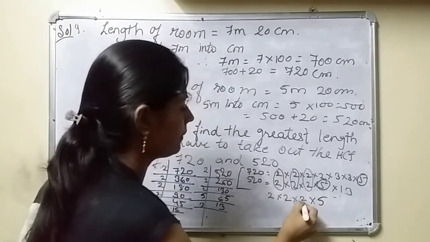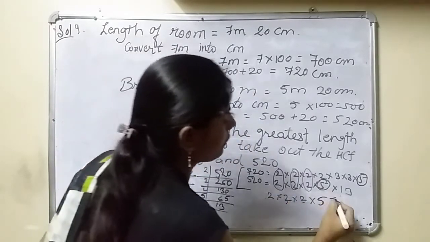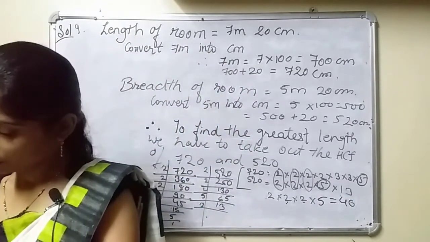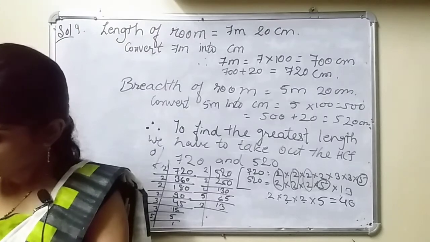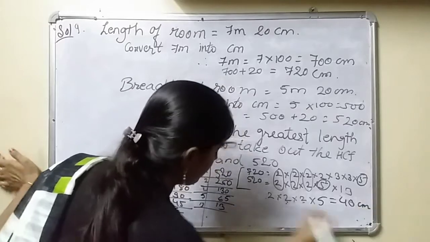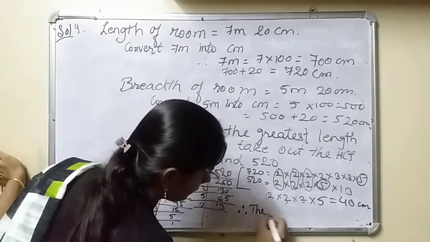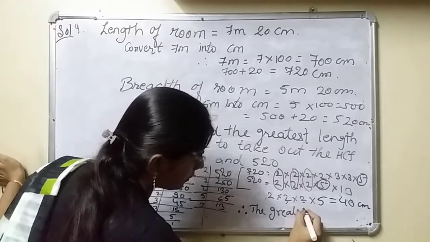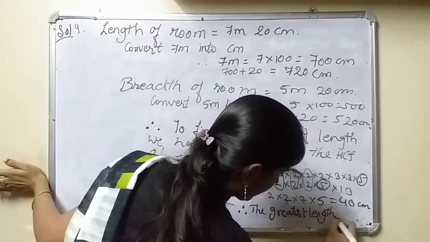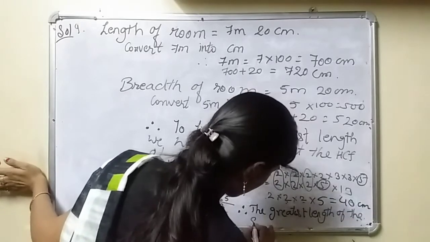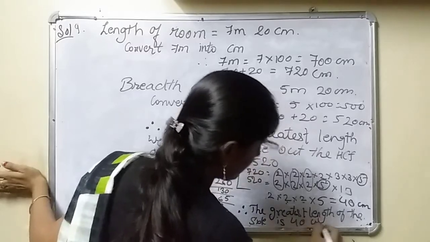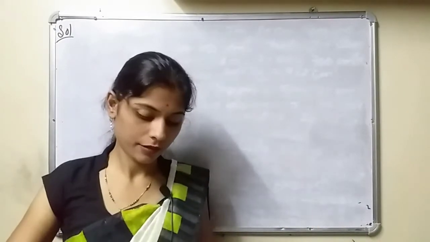5 2s are 10, 10 2s are 20, 20 2s are 40. So the greatest length of the side is 40 cm. Therefore, the greatest length of the side is 40 centimeters. Now see question number 10.